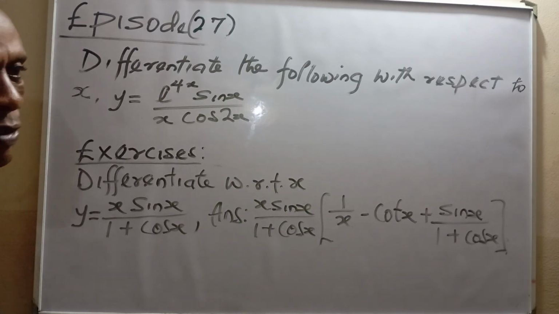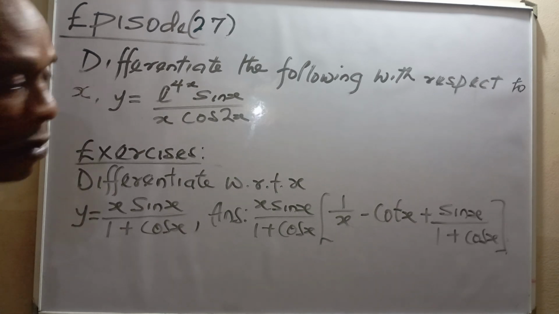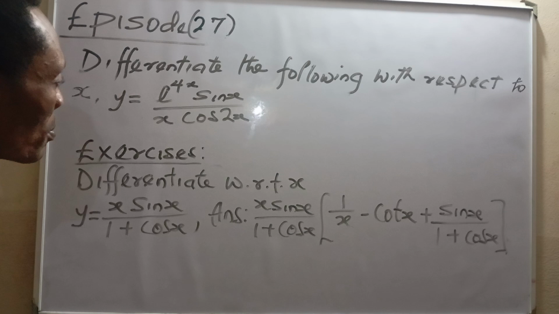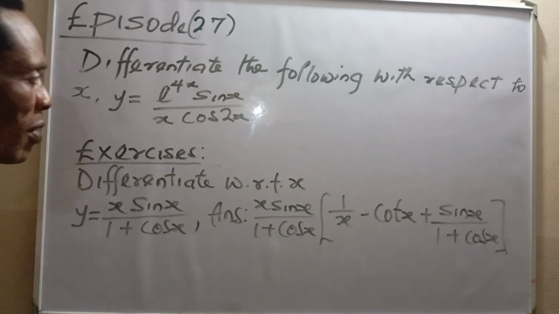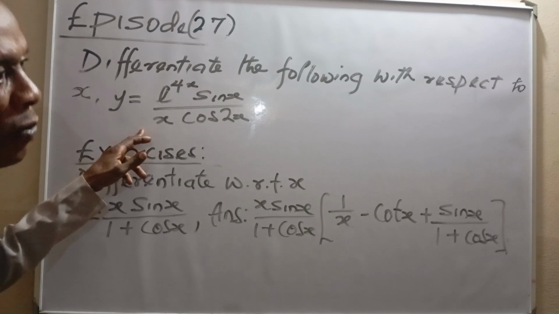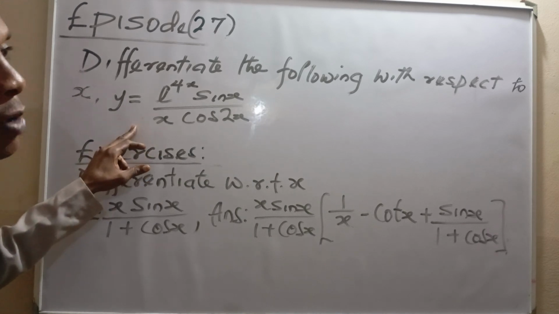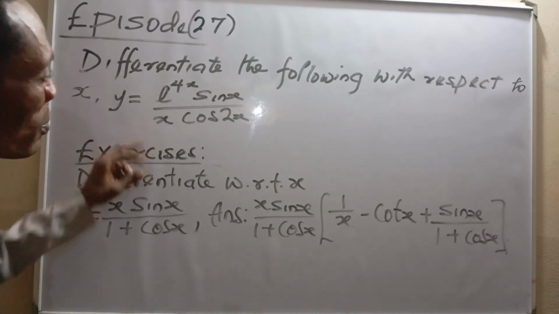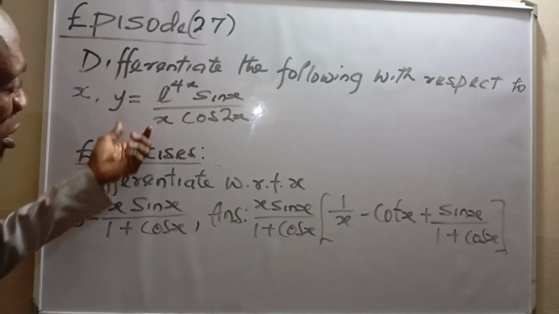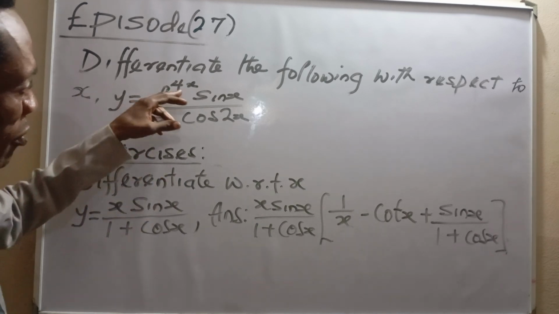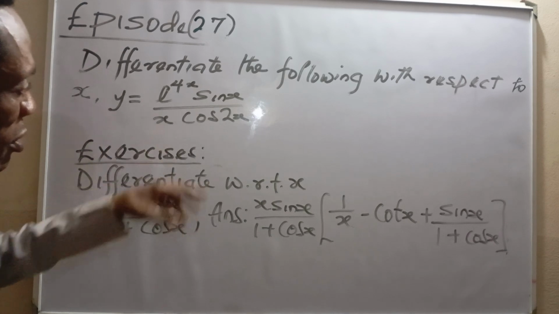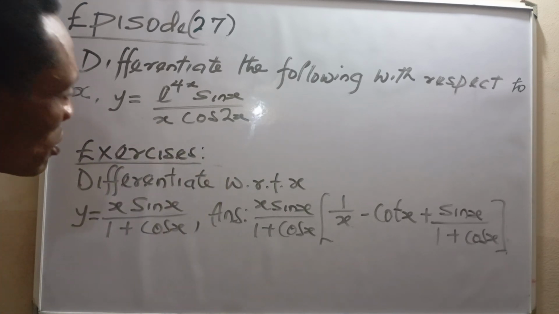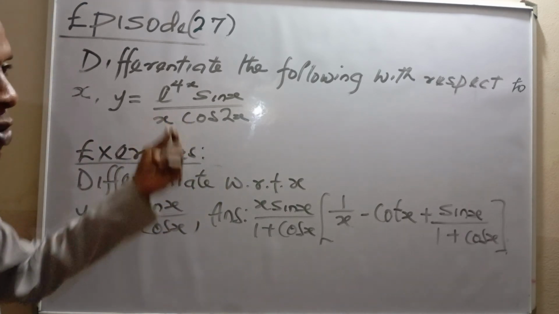And I have to define differentiation. The process of finding the derivative of a function is known as differentiation. But when you look at this question, you discover that it involves more than two functions. Y equals e^(4x) is a function, sin x is a function, x is a function, and cos 2x is a function.